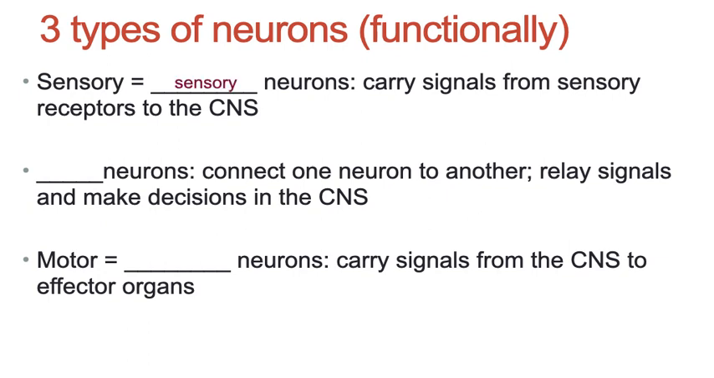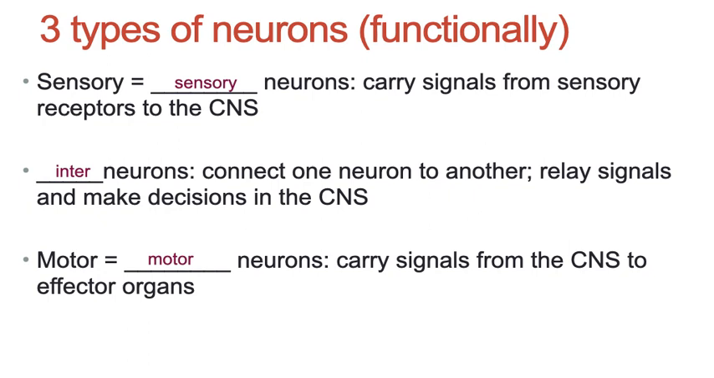So we have sensory neurons. Sensory neurons carry signals from sensory receptors to the central nervous system. So they may be carrying information about touch, for example. There are also interneurons. Interneurons connect one neuron to another, and therefore they relay signals, and they also make decisions in the central nervous system. And finally, we have motor neurons, which carry signals from the central nervous system to the effector organs. So they may carry muscle information that causes a muscle to contract.